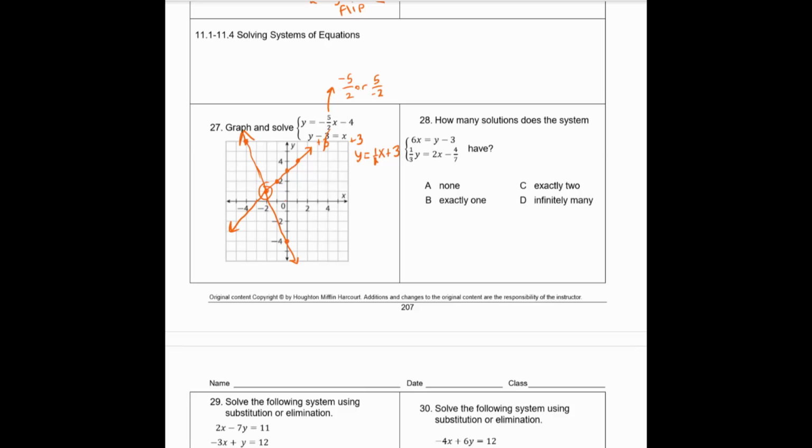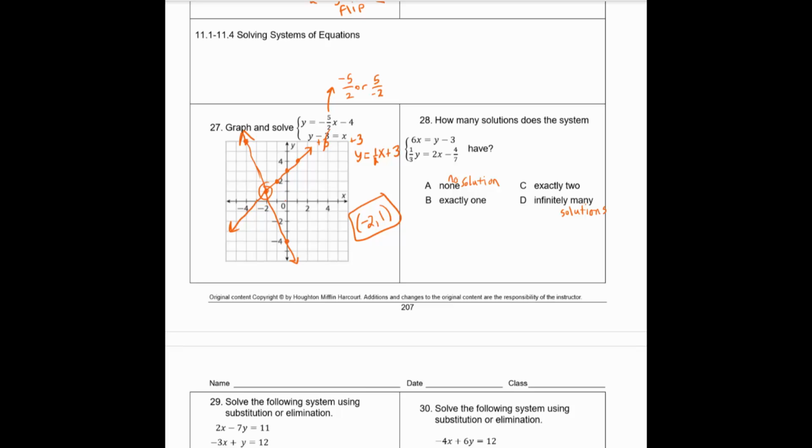All right, so our point here is (-2, 1). And so that's our answer. Question 28 probably seems a little tricky at first because we haven't seen the question phrased quite this way. But it says, how many solutions does the system that they give you have? A says none. That would be like if we get no solution. And D says infinitely many, so that's like if we get infinitely many solutions.